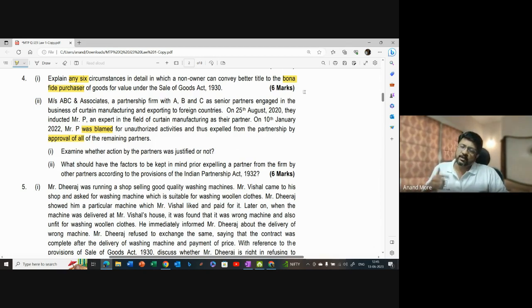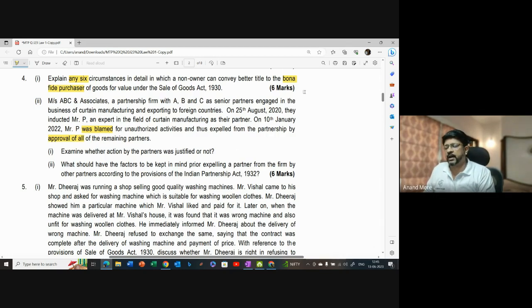In this situation, the expulsion of the partner becomes valid, and therefore Mr. P can be considered to be validly expelled. He cannot claim that I'm still a partner. If they would not have blamed him, if they would have kept him in the dark and directly gone for expulsion, then probably P could have claimed that the expulsion is unauthorized, because he was not given an opportunity to understand exactly why he's being expelled, and he was not given an opportunity to give his presentation for the same. But here both the conditions are properly fulfilled.